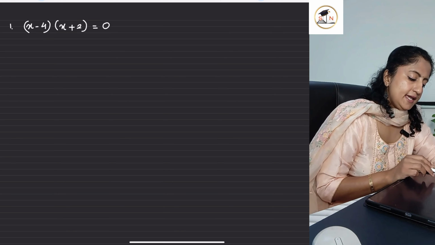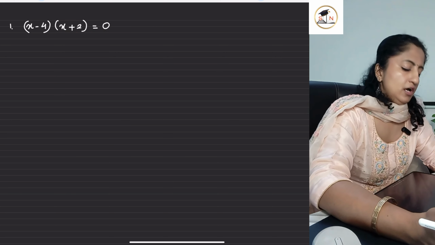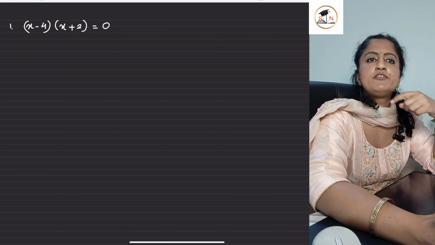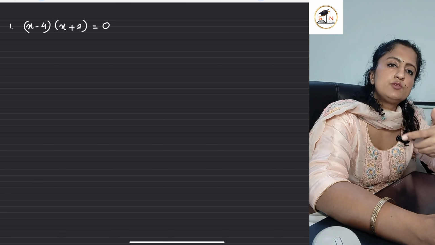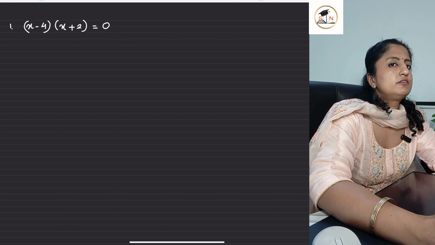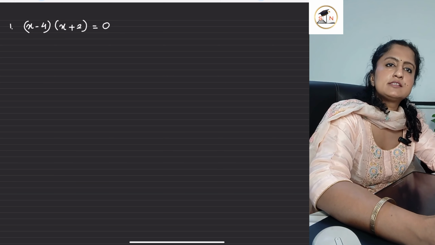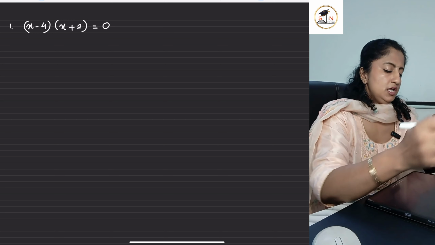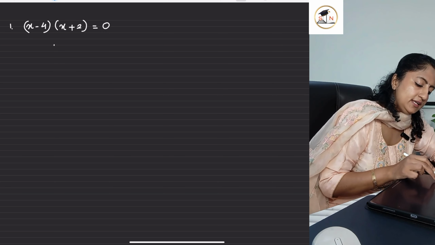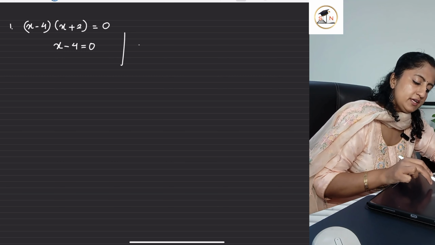The first question is (x minus 4) into (x plus 2) equals 0, right? Now, when we talked about quadratic equations, there were two ways to solve. The first one was factorization and the second was quadratic formula, right? In this question, we are already given the factors. The first factor is x minus 4, the second factor is x plus 2. So now when we have the factors, what do we need to do? We just need to equate each of the factors with 0 and solve for the value of x.